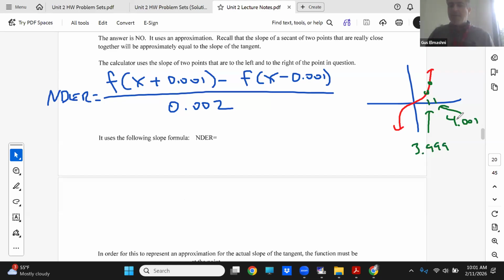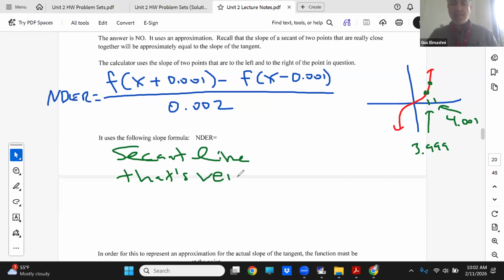So it's not going to be too deceptive. But is it being fully honest with you? No, but it's close enough. So it's doing a secant line. So this is really a secant line that's very close to the tangent line. So that's what it's doing, in case you're curious.